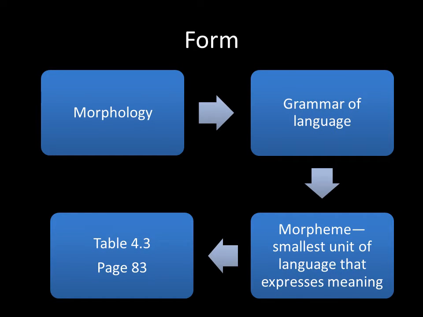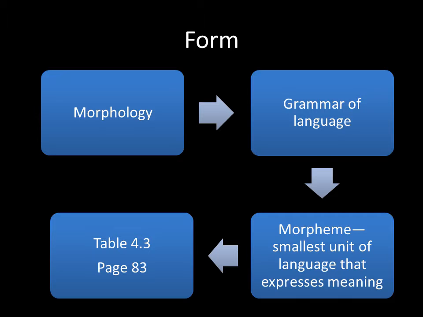Another system within form is morphology. Morphology makes up grammar of language. It's one component of grammar. Morphology is the study of morphemes, and remember, morphemes are the smallest unit of language that express meaning. That table on page 83 that we talked about in Module 4 shows the 14 morphemes that children should develop.